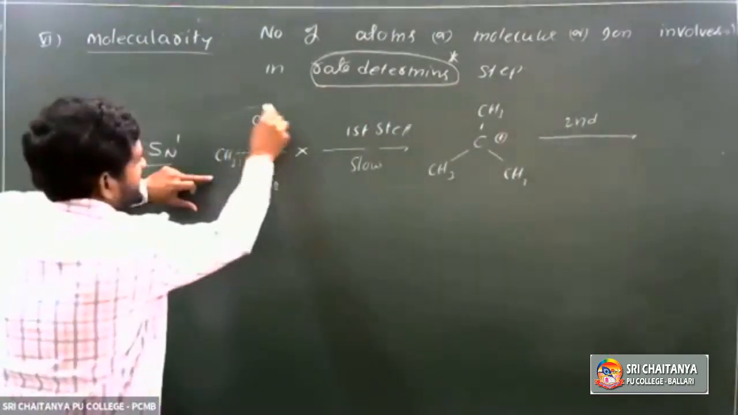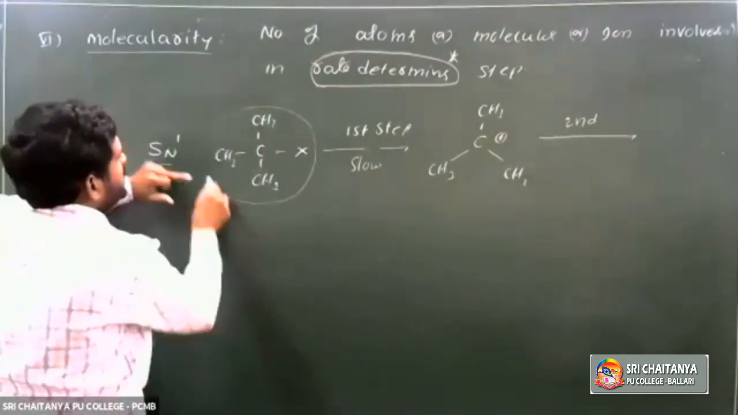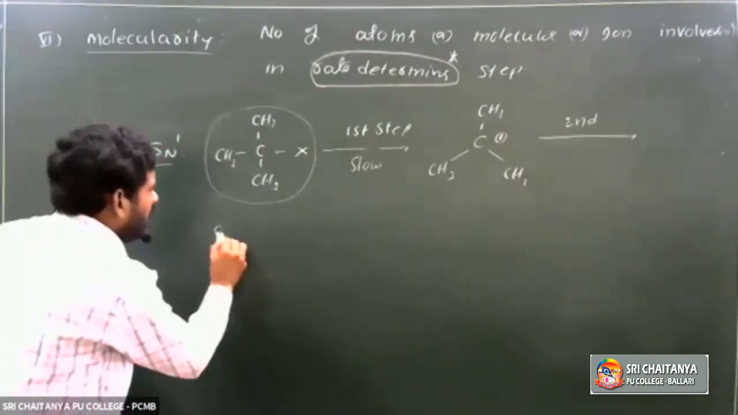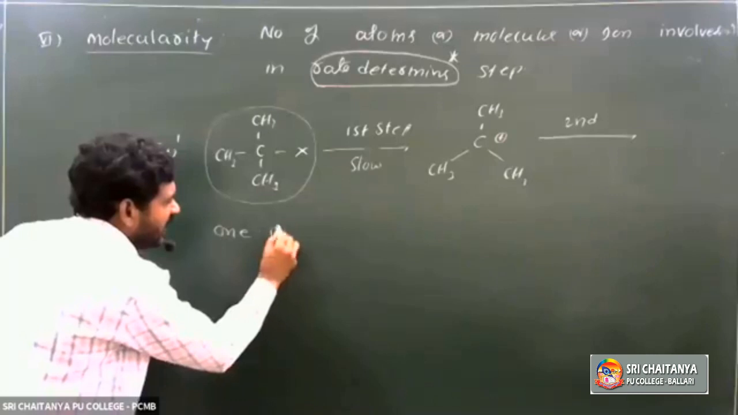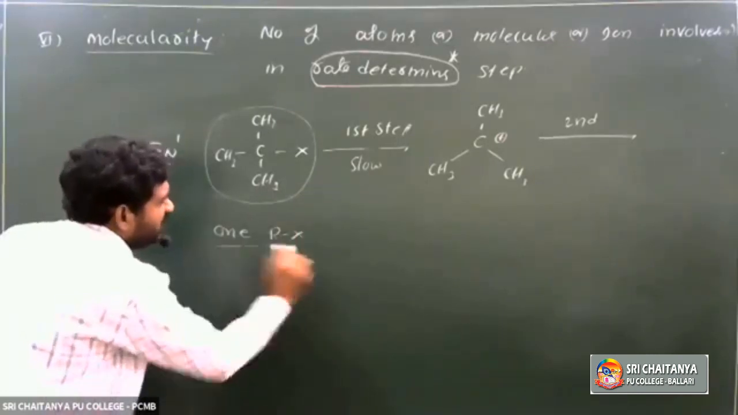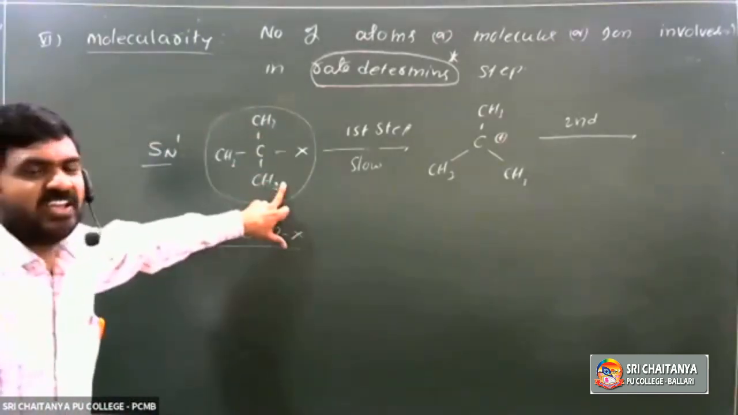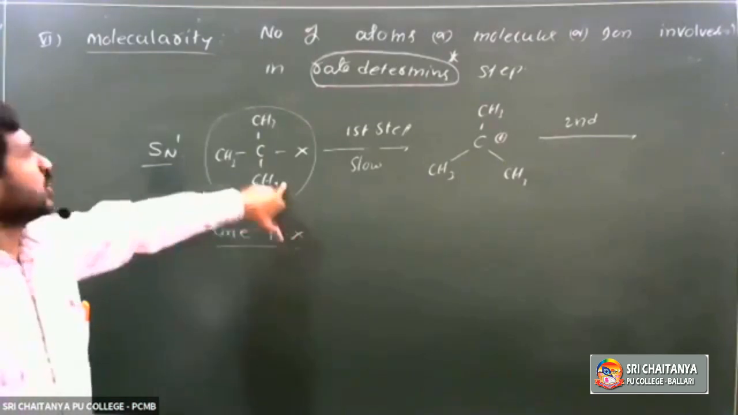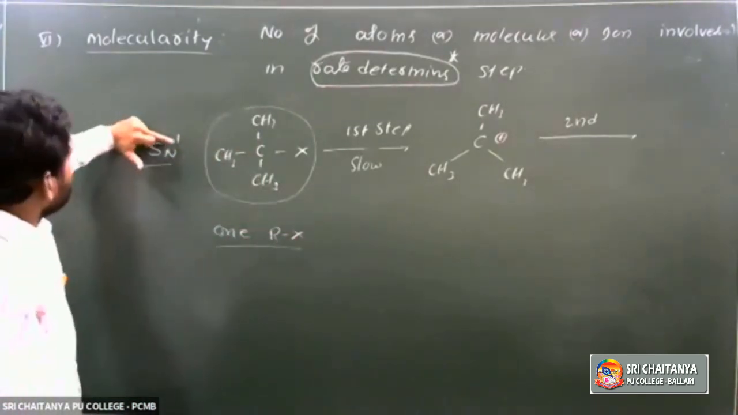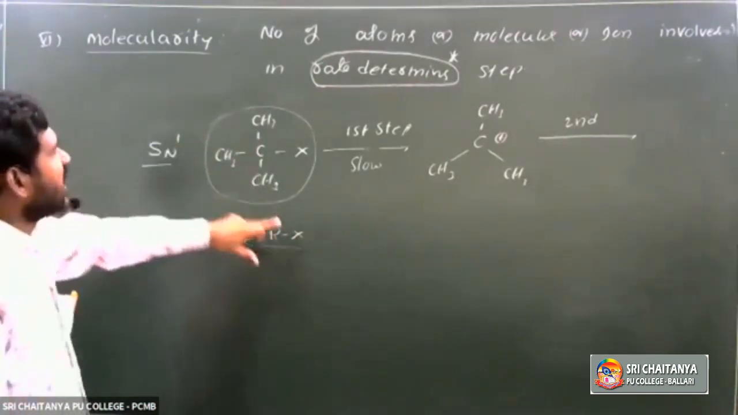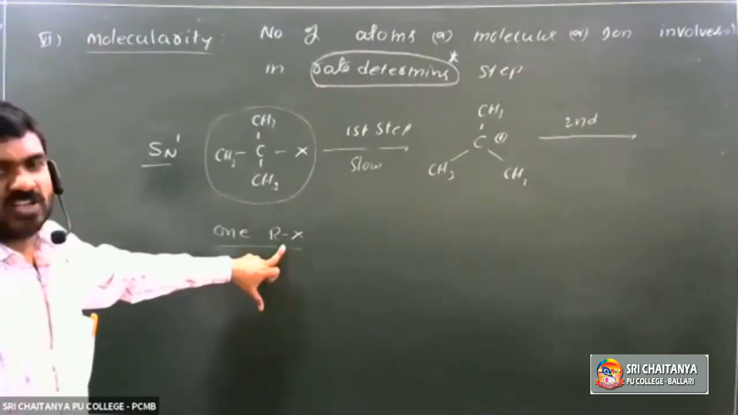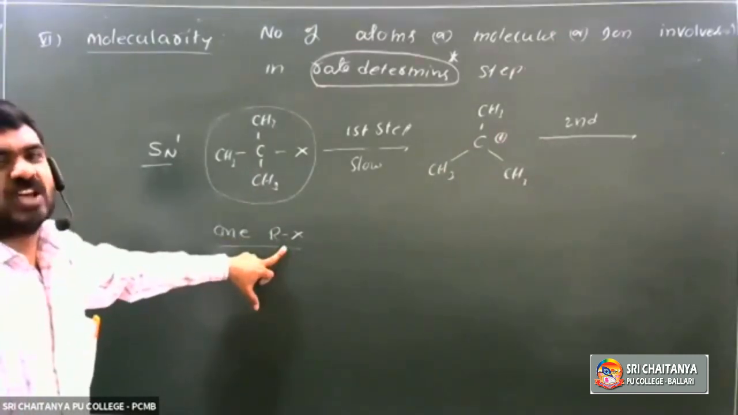The first step is the slowest step. In this slowest step, only one alkyl halide molecule is involved. So what is the molecularity? Molecularity is 1. So in SN1 mechanism, molecularity is 1. So order is 1, molecularity is also 1.